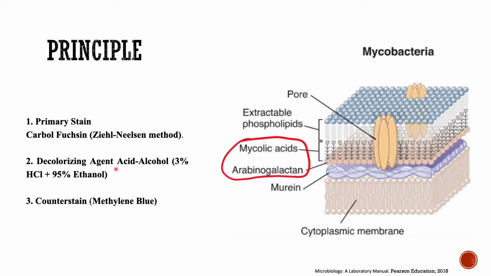While using the decolorizing agent, what will happen? This lipid layer resists the decolorizing agents, but the other kinds of bacteria will not resist, so they will lose the color, the stain. That's why, when adding the counterstain, the colorless bacteria that lost the stain will take the methylene blue. So the positive sample, if I have mycobacteria, took the stain and will be red in color.